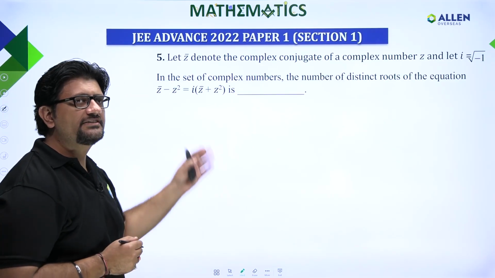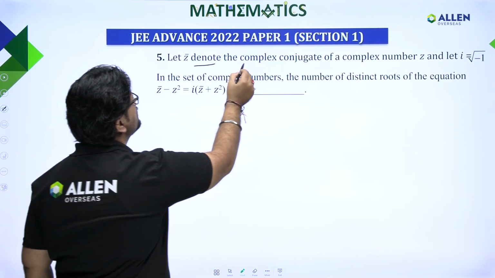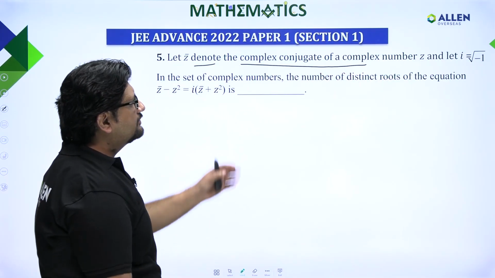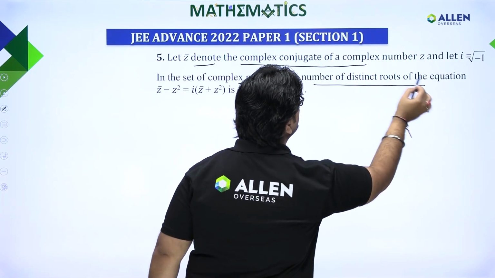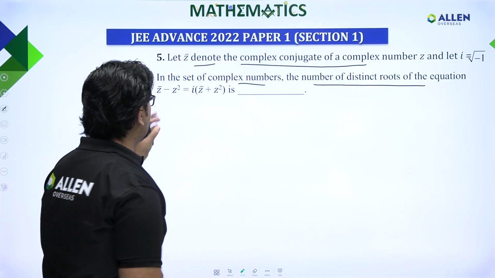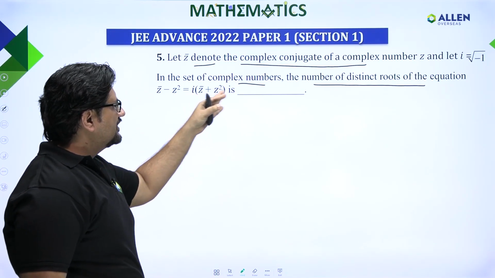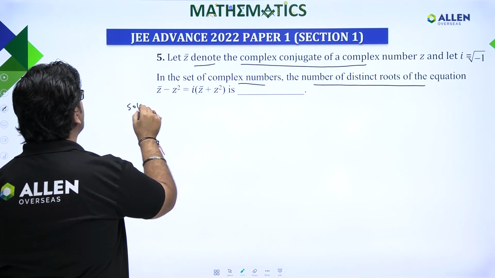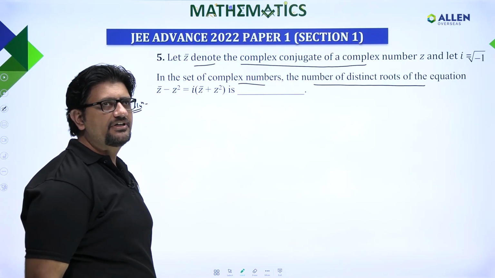Okay, so let's start with question number 5. Let z bar denote the complex conjugate of a complex number, and iota equals root of minus 1. So in the set of complex numbers, find the number of distinct roots for this equation: z bar minus z square equals iota times (z bar plus z square). So we have to find the number of z in the set of complex numbers satisfying this equation.